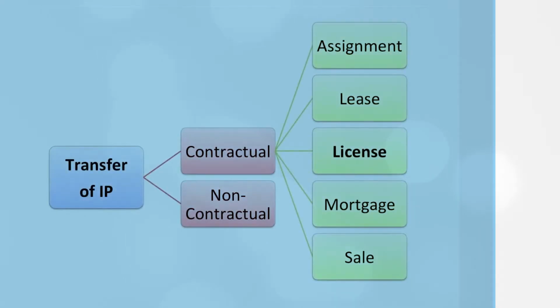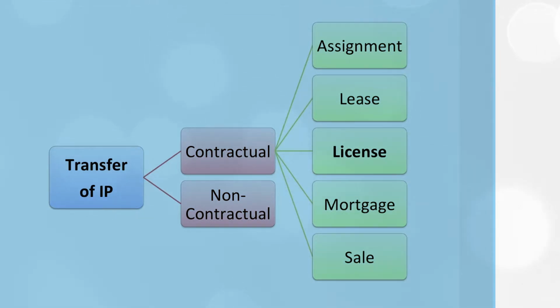Now, both licensing and assignments are transfers of intellectual property. So, let us go a step earlier and understand what is meant by transfer of intellectual property. Is intellectual property transferable? Yes. Most of the intellectual property rights are transferable in nature. These transfers could take place either by the mechanism of a contract or a mechanism which is apart from the contract, which is, for example, by operation of law.